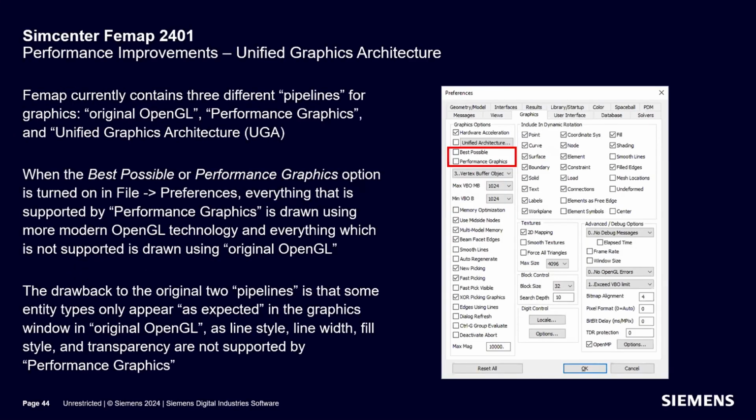Performance improvements. If anybody's watched one of these since 2301, you know that we've been doing stuff with the Unified Graphics Architecture, or UGA. Just so everybody knows, Femap contains these 3 different pipelines currently, which is original OpenGL, performance graphics, and now this new unified graphics architecture, which is on by default. The drawback with having these pipelines is that some entity types only work as expected in original OpenGL, while others were not supported by performance graphics, but performance graphics was much faster. So essentially it can be a little confusing.